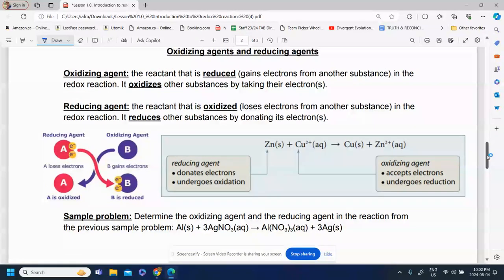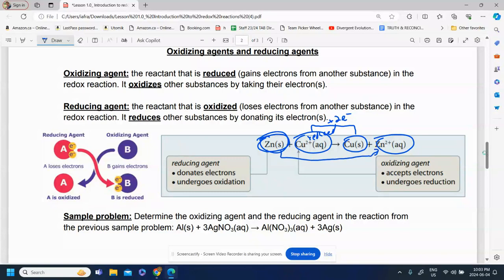So let's analyze this reaction over here. Here we have zinc plus Cu2+ produces Cu plus Zn2+. So as we can see from this, the copper has gained 2 electrons. So copper gained 2 electrons to become zero charge, which means that copper, Cu2+, was reduced. And zinc, on the other hand, would have lost 2 electrons to become Zn2+. So this zinc here was oxidized.